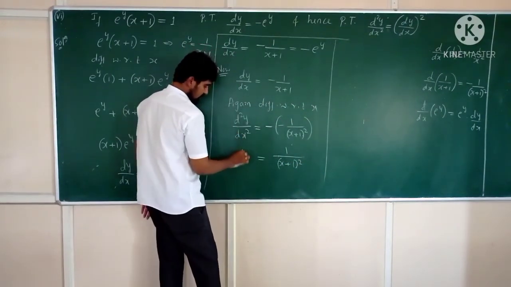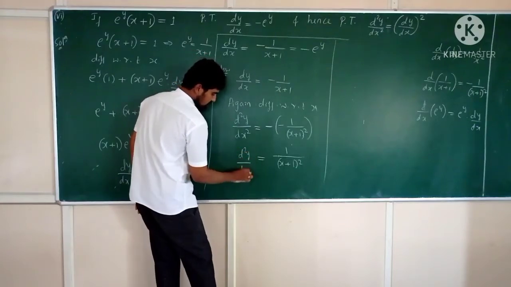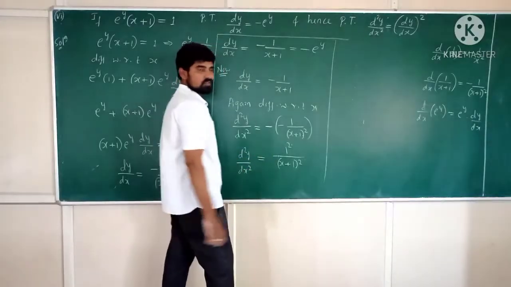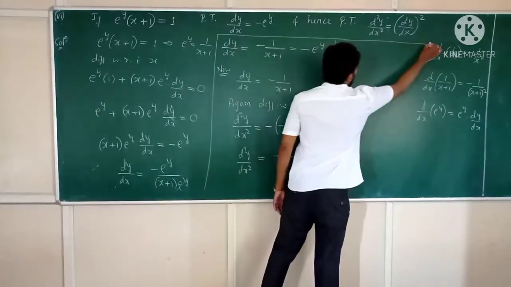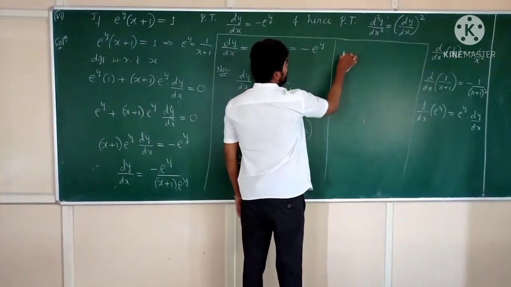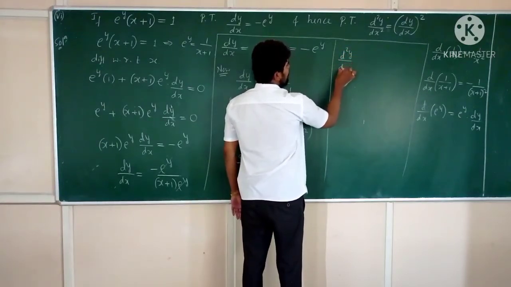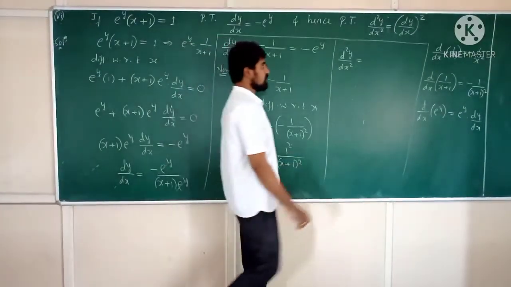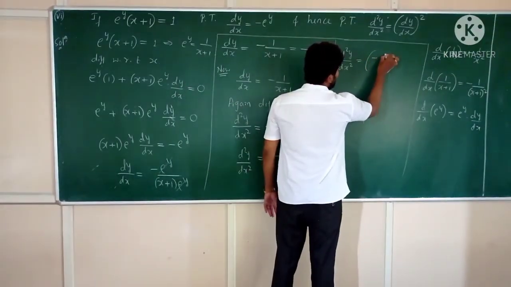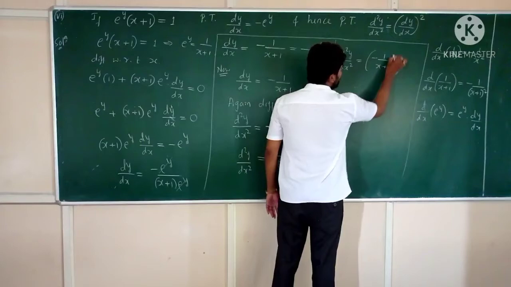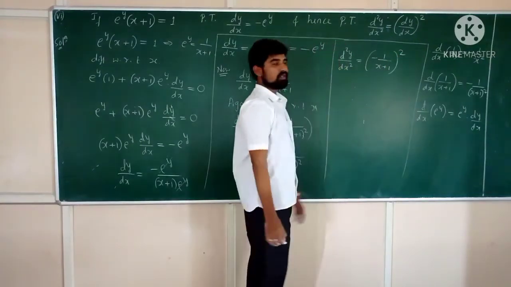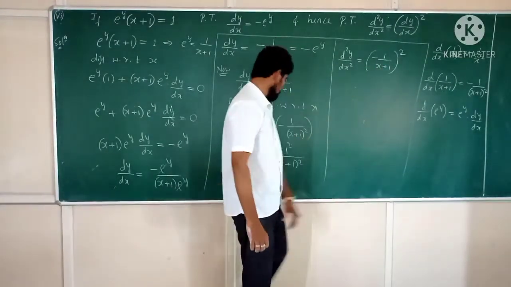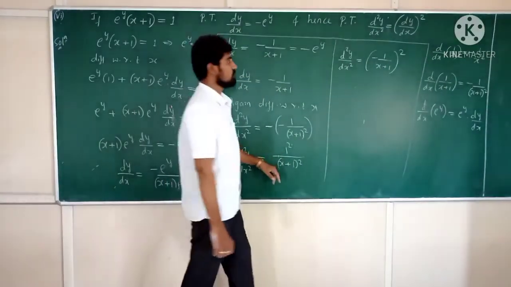Therefore the value of d²y/dx² can be written as 1 divided by (x + 1) whole square, and this can be written as (minus 1 divided by (x + 1)) whole square, because minus 1 square is 1, divided by (x + 1) whole square as it is. It is equal to 1 divided by (x + 1) whole square.